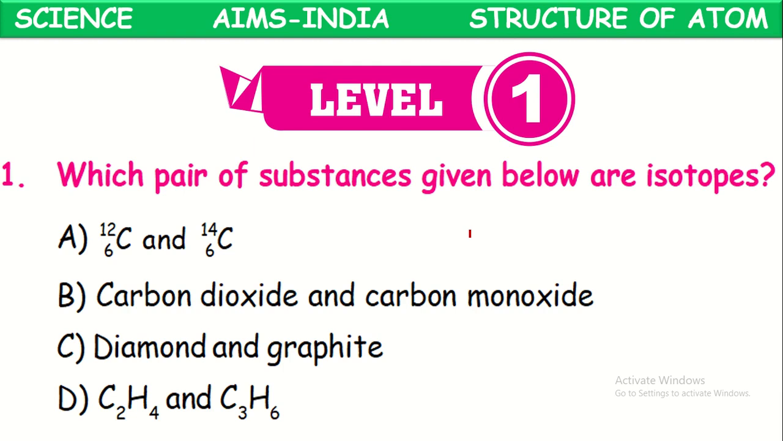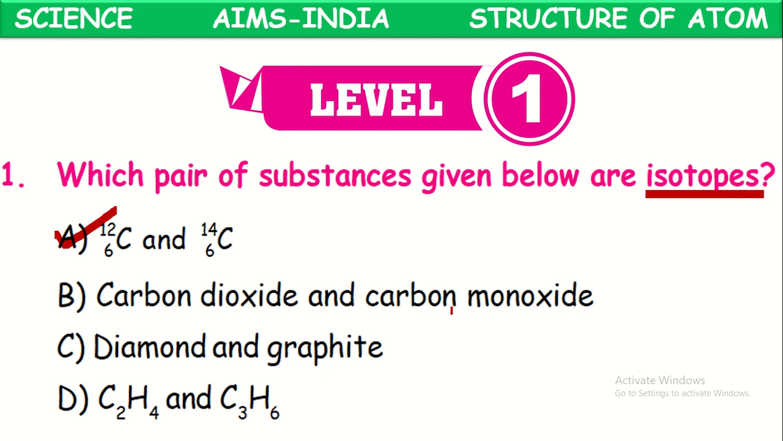Which pair of substances given below are isotopes? First of all, what is meant by isotopes? The atoms of an element which have the same atomic number but different mass numbers are called isotopes. See here, carbon 6, carbon 6: these two have the same atomic number but different mass numbers.